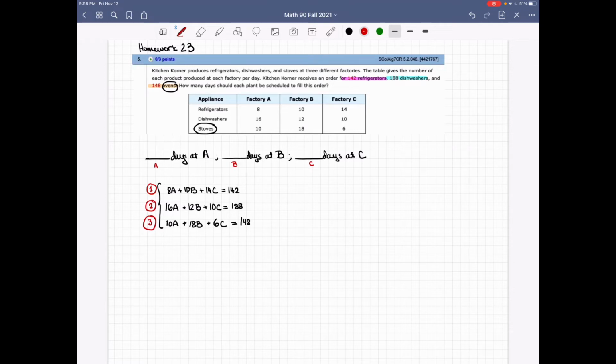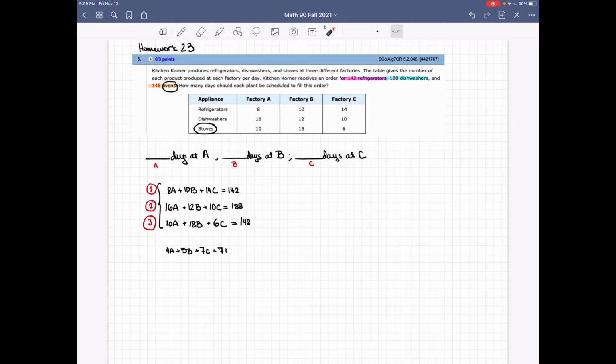First things first, the more you can clean up your equations, the better. Looking at the first equation, you have 8A, 10B, and 14C. Notice that 8, 10, and 14 are all divisible by 2, and 142 is divisible by 2 as well. So I'm going to rewrite equation A as 4A plus 5B plus 7C is equal to 71.